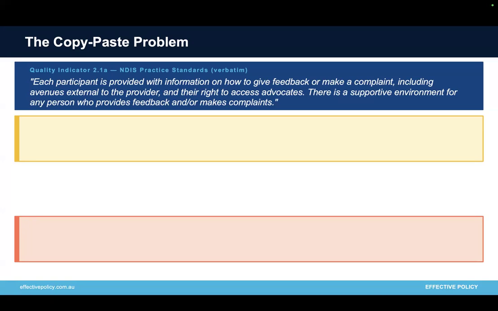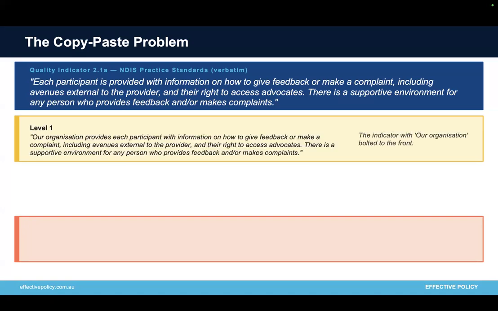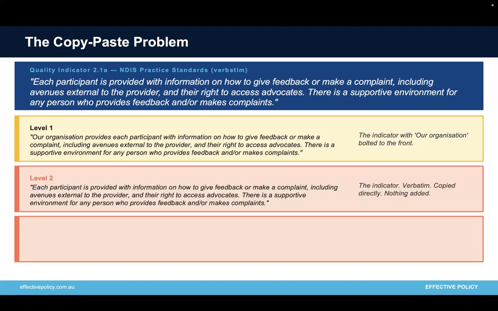Can't tell you how many times we see a policy that captures that verbatim. No work has gone into that whatsoever. So when you're looking at level 1 of that, we could say our organisation provides each participant with information on how to give feedback or make a complaint. The same thing, okay? Let's look at level 2. Each participant is provided with information on how to give feedback or make a complaint, including avenues external to the provider and their right to access advocates. There is a supportive environment, blah, blah, blah, blah.